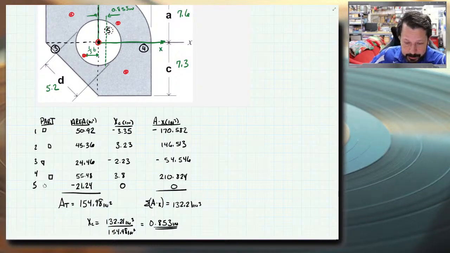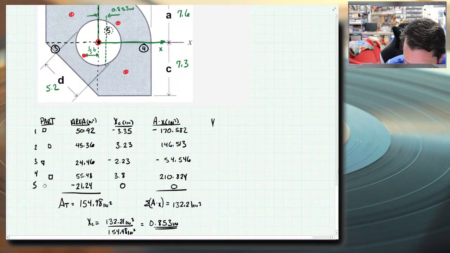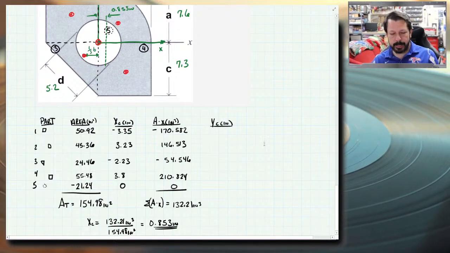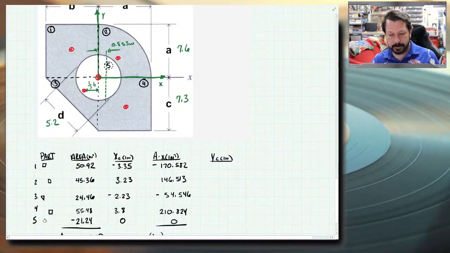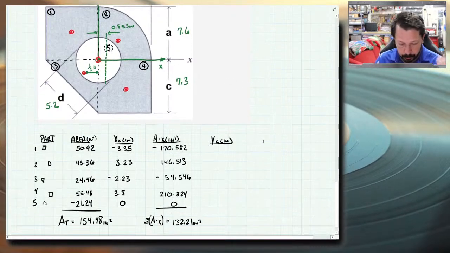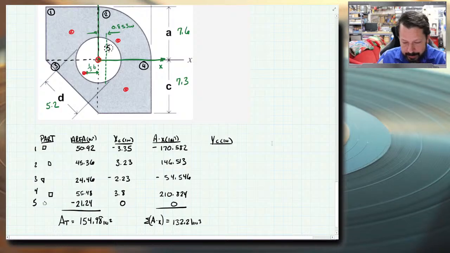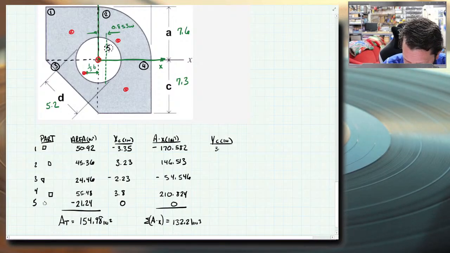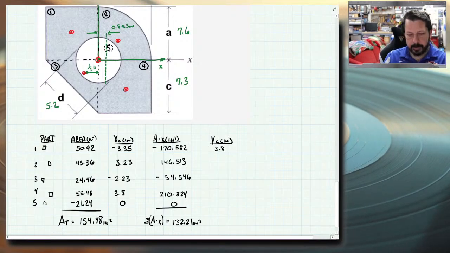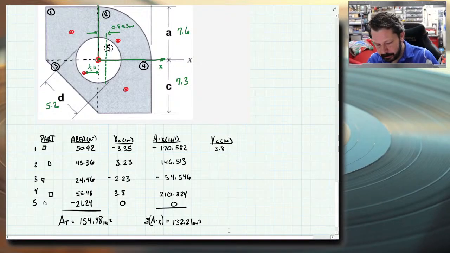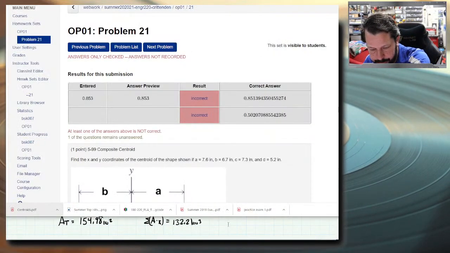Let's do y sub c. Maybe we can get that one right. Y sub c. So here, I'm going to measure everything from the x-axis, so horizontal. So part 1, half of 7.6 should be 3.8. Positive. The quarter circle, we might have to go check our little chart.